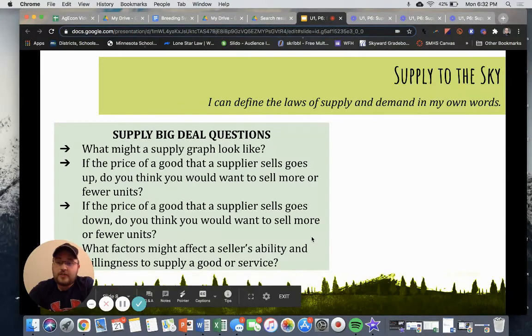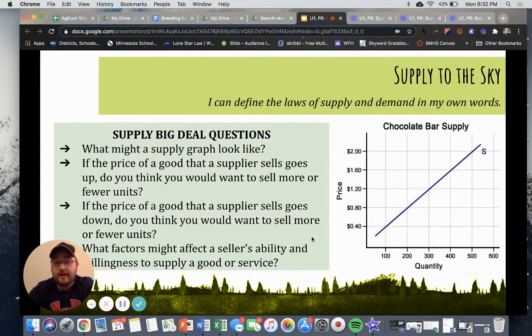So some big deal questions. If we know that a demand graph is downward sloping, what do you suppose a supply graph may look like? If you answered positively sloping, you'd be correct. Okay. So if the price of a good that a supplier sells goes up, do you think they're going to want to sell more or fewer units of that? Okay, so let's take a look at this graph.